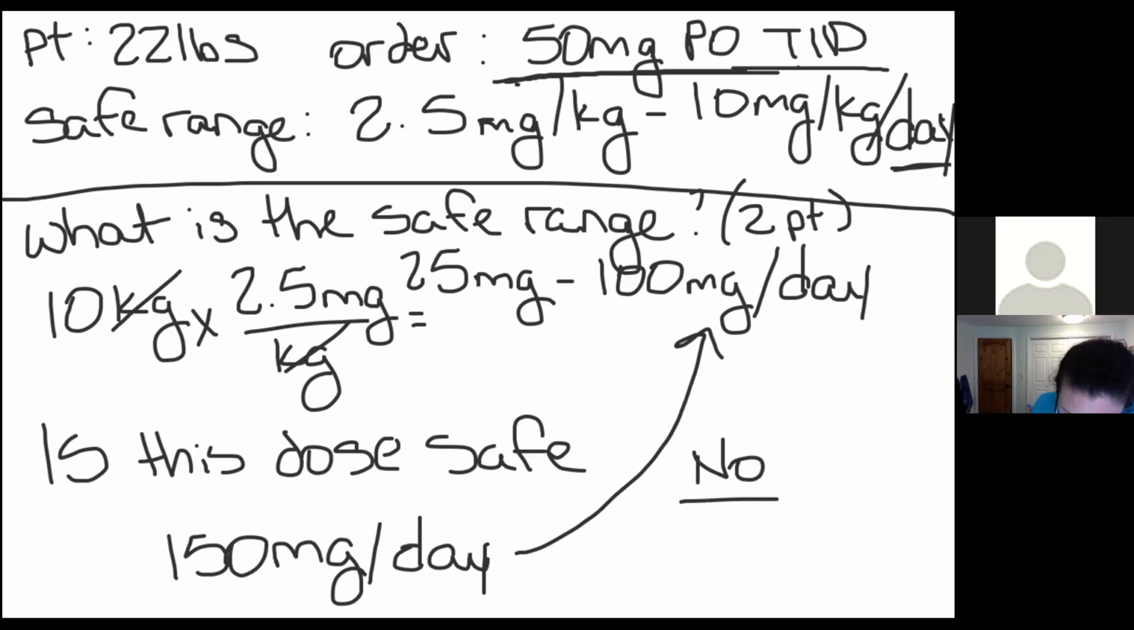If I calculated and the medication were lower than 25, that is still not a safe dose for this patient. So anytime you have a dose that comes up and it's not safe per your literature, you want to confirm with pharmacy, with the physician, what we need to do to make sure that our patient gets a safe dose.